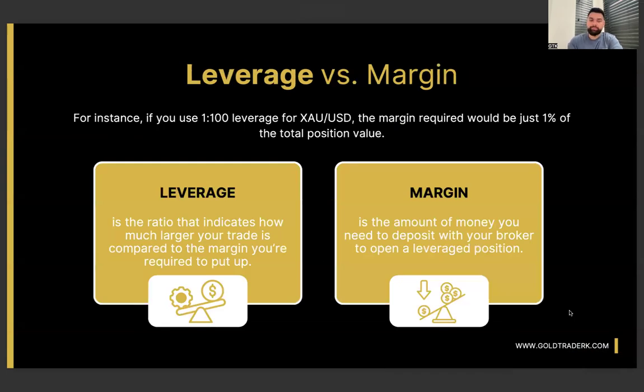Leverage versus margin. For instance, if you're using 1 ratio 100 leverage for gold, the margin required would be just 1% of the total position value. So leverage is the ratio that indicates how much larger your trade is compared to the margin you're required to put up. And margin is the amount of money you need to deposit with your broker to open a leveraged position.